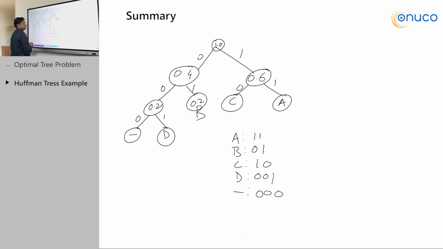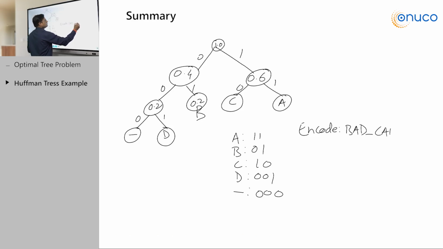That's it. Now someone is asking you, based on this problem, to encode BAD hyphen CAB, bad cab. So what will happen in encoding? B is 01. A is 11. D is 001. Hyphen is 000. C is 10. A is 11. B is 01. So bad cab is encoded with the help of the Huffman tree.